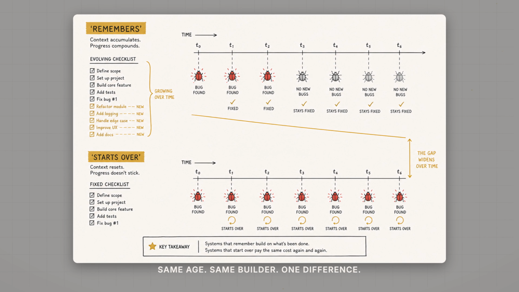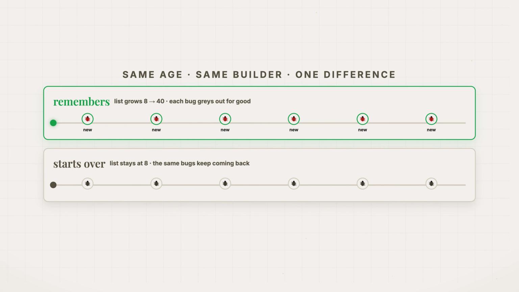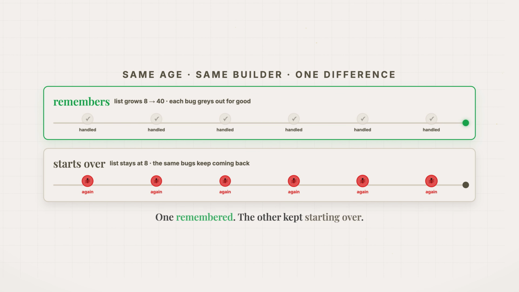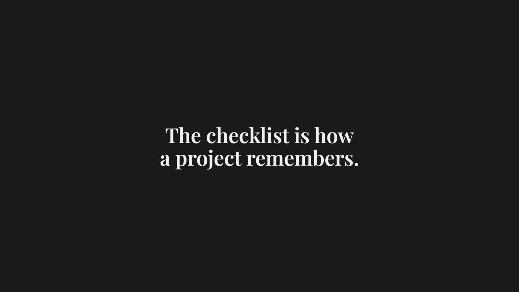So sit with it for a second. 2 projects, same age, same person building them. One of them has a verification step that catches 40 categories of bug before they ever reach a user. The other catches the 8 it thought of on day one and relearns everything else the hard way, over and over. The difference between those 2 projects isn't talent and it isn't more hours. It's that one of them remembered and the other one kept starting over. The checklist is how a project remembers.